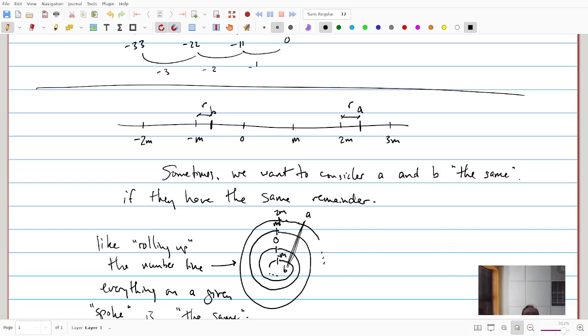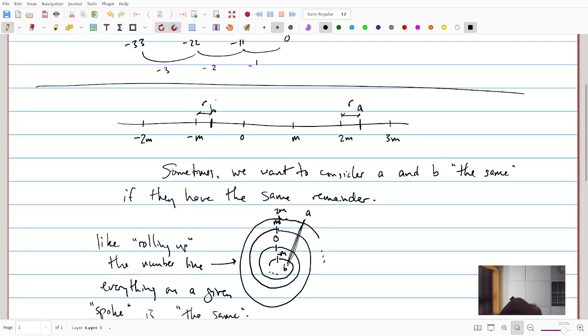Here's the nicer way to define it. Notice if I took this picture, what's the distance from A to B? Anyone see what that distance would be? Mason? 3m. 3m. You all agree? That's right.